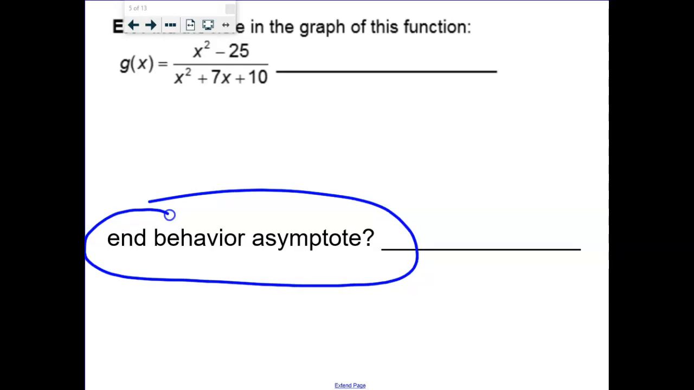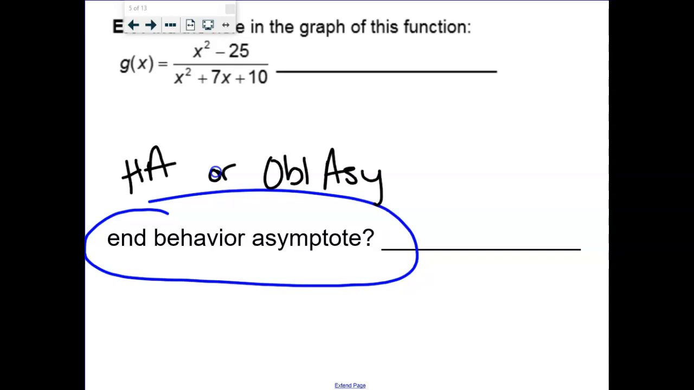Okay, end behavior asymptotes on rational functions are either a horizontal asymptote or an oblique asymptote. That's what end behavior means on a rational function. They're either going off to a horizontal asymptote or they're going off to some sort of slanty thing. Okay? I know you have that skeptical look.